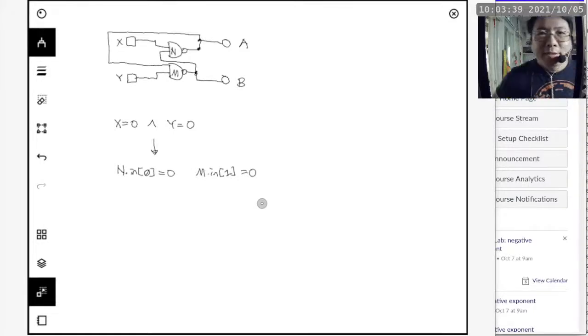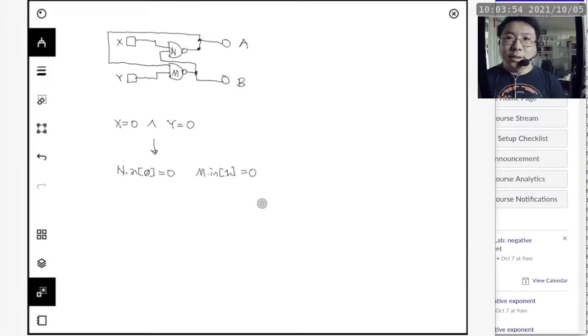Anyway, so now we want to analyze the output of N and M. In other words, not knowing what the second input to N is and not knowing what the first input to M is, can we now decide what the gates N and M are going to output?